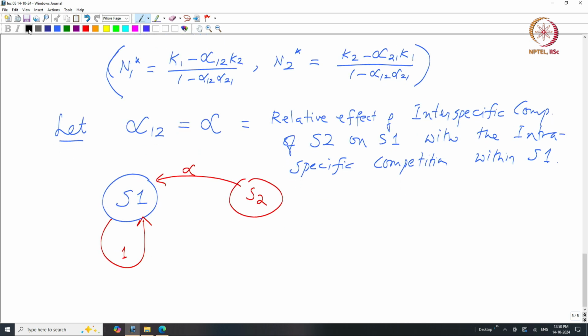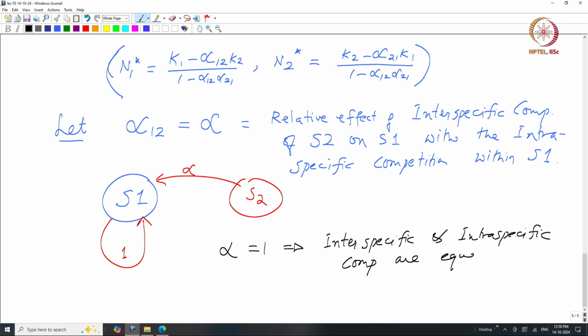Now, if alpha is equal to 1, this means that relatively interspecific and intraspecific competitions are equal. On the other hand, let us say alpha is greater than 1, this means that interspecific is stronger.